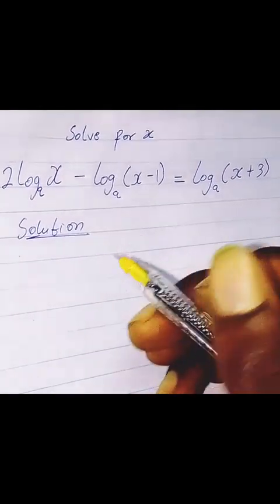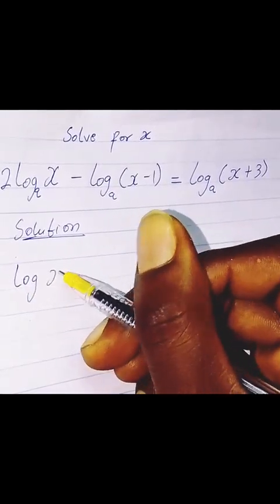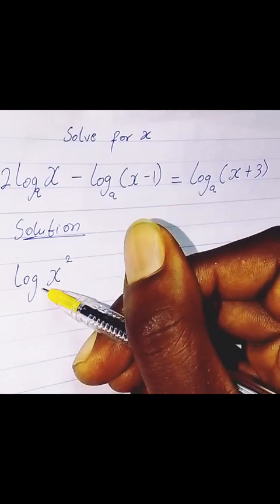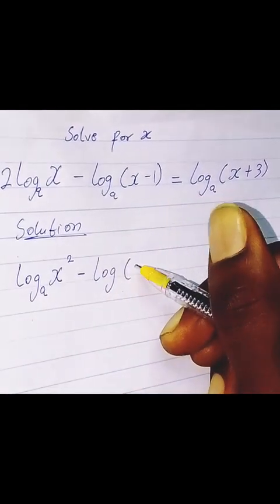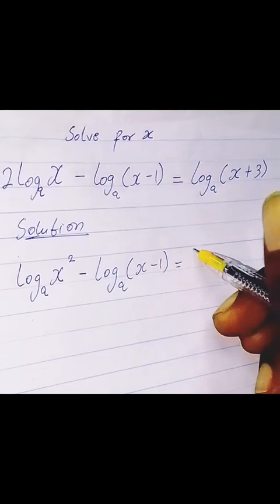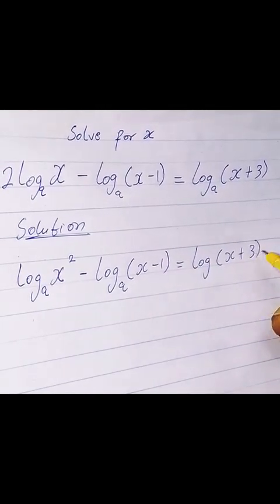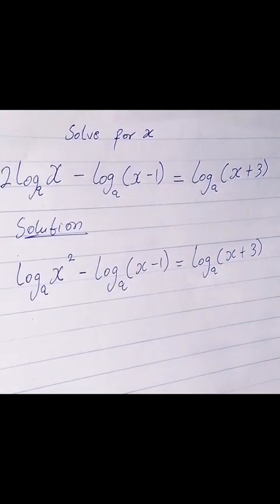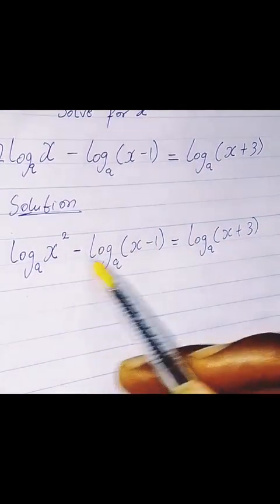So we are going to change that. Given that, we are going to have log x to the power 2 to base a, minus log x minus 1 to base a, equal to log x plus 3 to base a. Now that's the first thing. The second thing to do here is to transform this place.